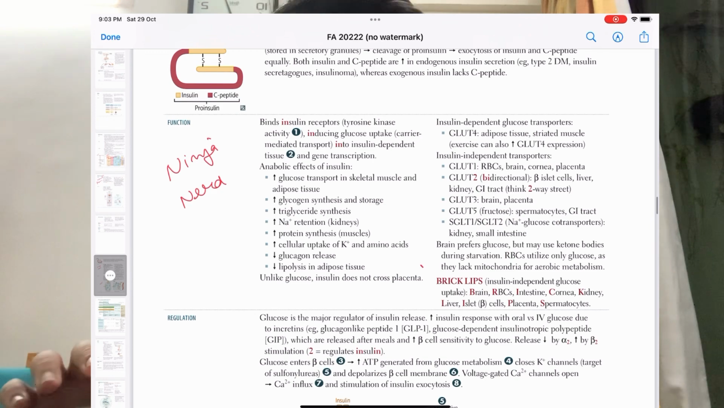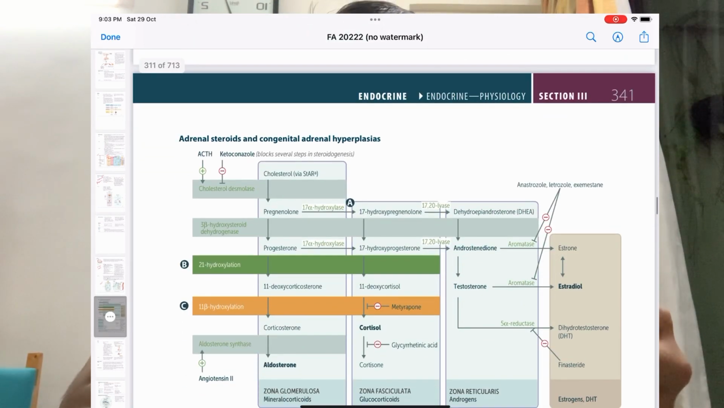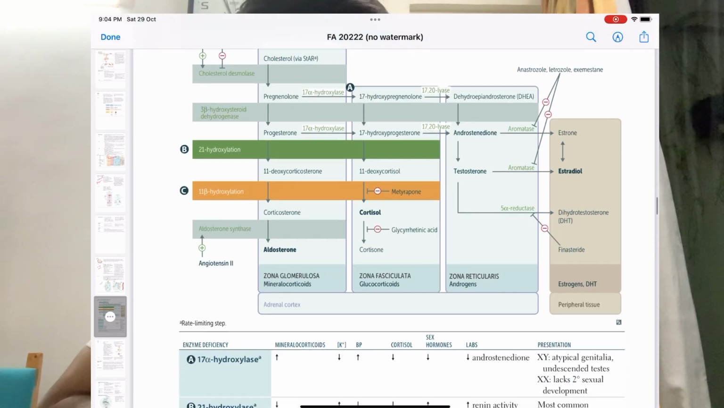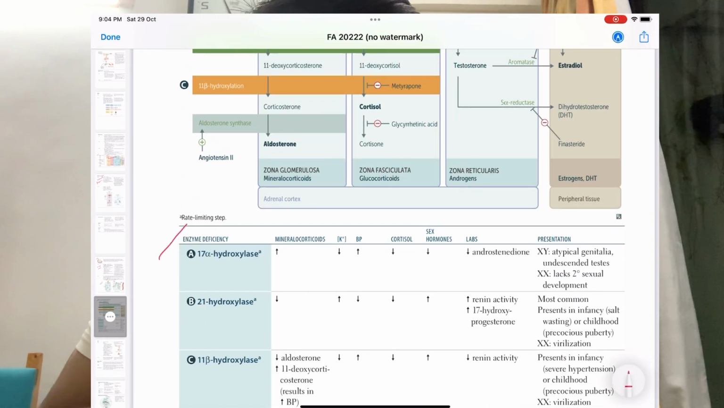Moving ahead to the adrenal steroids and congenital adrenal hyperplasia. They will ask questions. Maybe they consider this in the reproductive system, but consider this here only and get it done. Only the three hormones for now that you need to remember, this three table. They will give you the potassium level, they will give you the BP, they will ask you about the mineralocorticoids, and in this presentation, each and everything here is very high yield, very important.